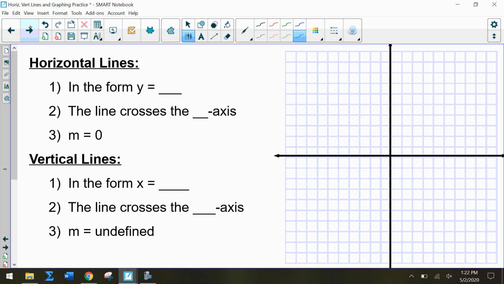So let's put it all together. Horizontal lines are always in the form y equals a number. And horizontal lines always cross the y-axis. And your slope is 0. So horizontal lines go that way. Okay, it crosses the y-axis, so it's in the form y equals. Vertical lines are in the form x equals, because it crosses the x-axis. So if you see a vertical line crossing the x-axis, it will have an undefined slope, and it will be in the form x equals.